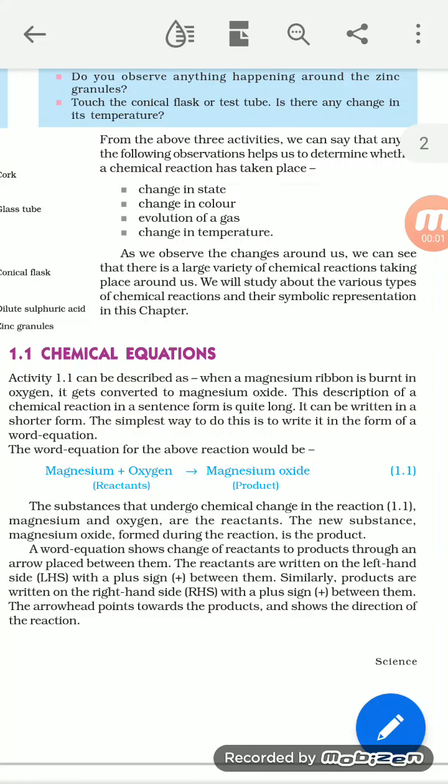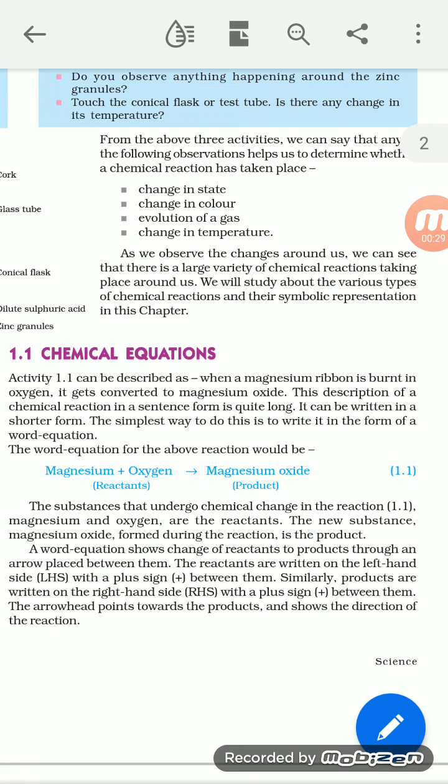Welcome back, dear students. Yesterday we learned what a chemical reaction is, what we mean by a chemical reaction, and what observations can determine a chemical reaction. Today we'll learn about chemical equations. Are all of you ready? If you have any doubt about yesterday's lesson, you can message me in the comment section.